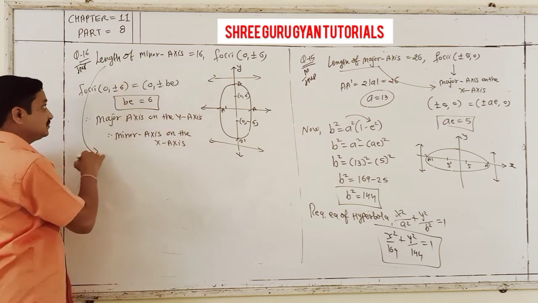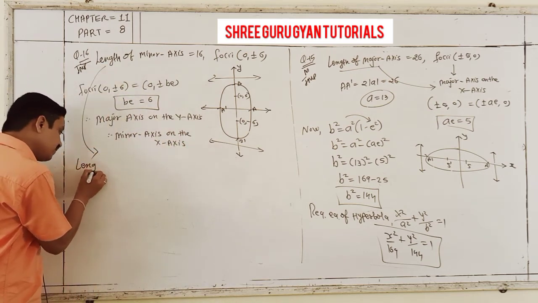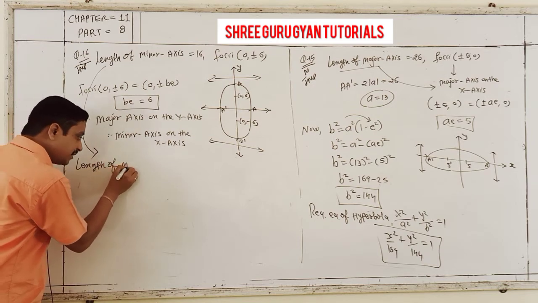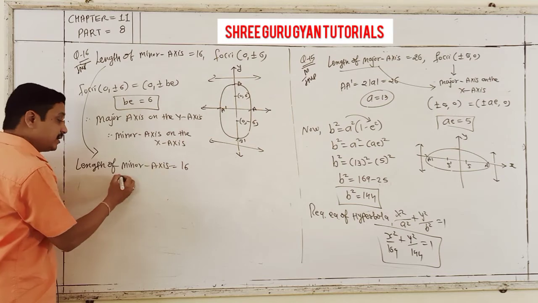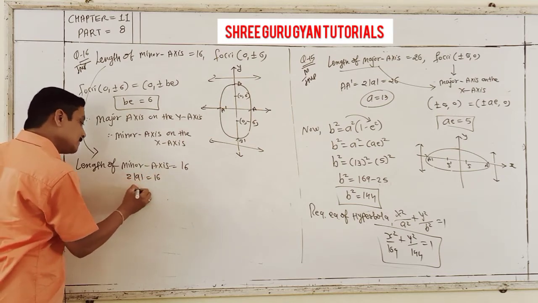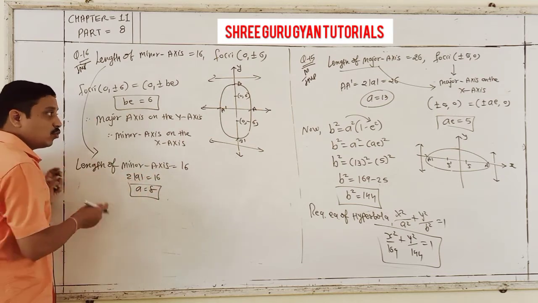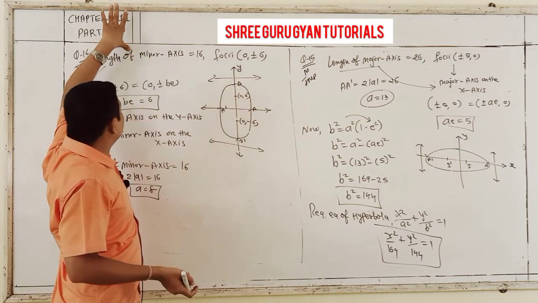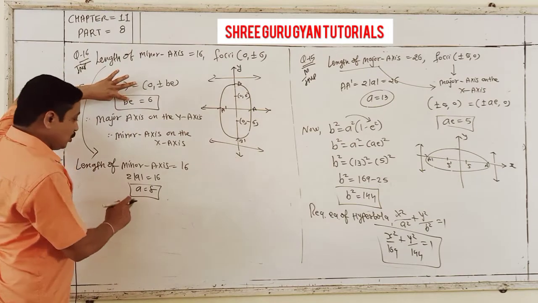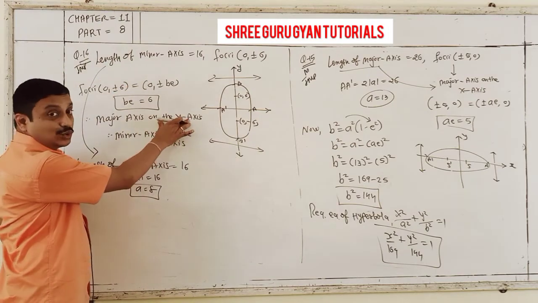Now I start this one. Therefore the length of the minor axis is given as 16, but I will write it as 2a. So a becomes 8. Why 2a? Because the minor axis is the measure given here. Now a and b are known, and the major axis is on the y-axis.